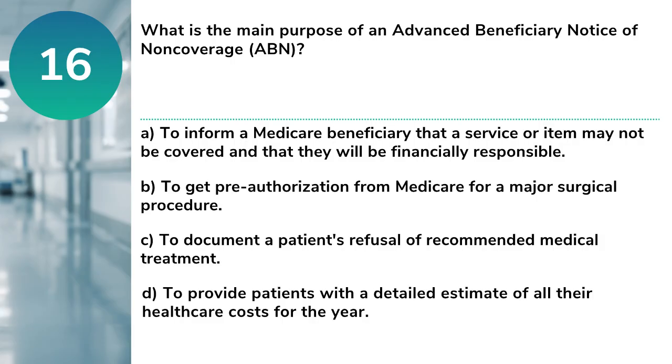Question 16. What is the main purpose of an Advanced Beneficiary Notice of Non-Coverage, ABN? A. To inform a Medicare beneficiary that a service or item may not be covered and that they will be financially responsible. B. To get pre-authorization from Medicare for a major surgical procedure. C. To document a patient's refusal of recommended medical treatment. D. To provide patients with a detailed estimate of all their healthcare costs for the year.